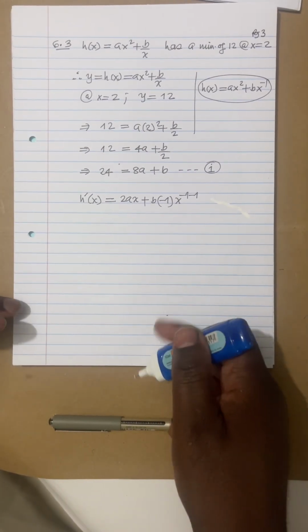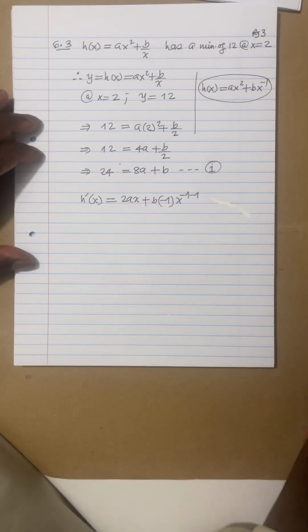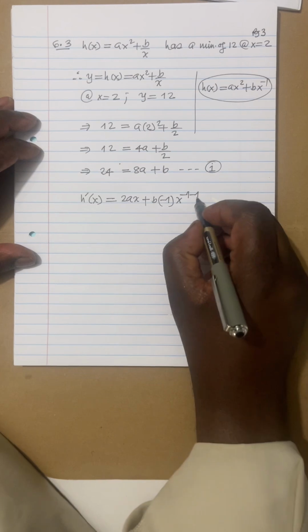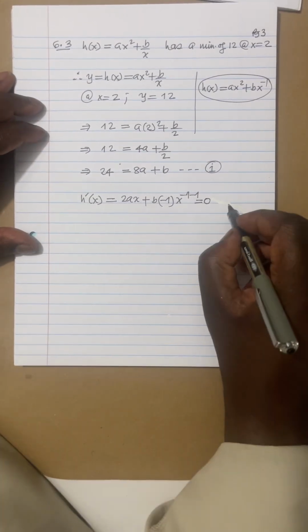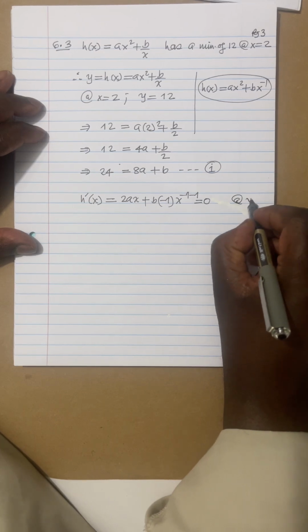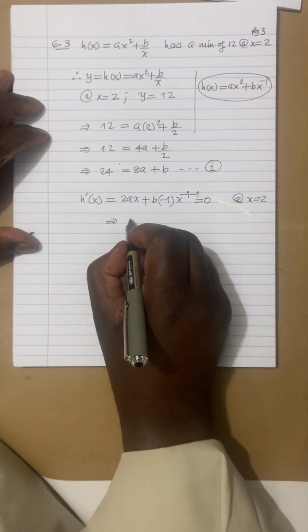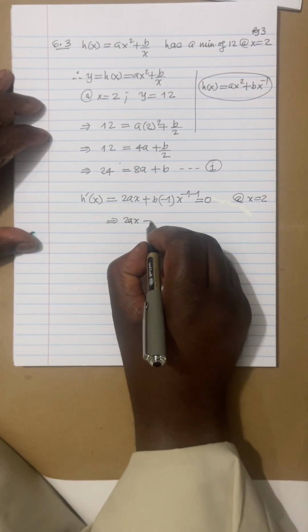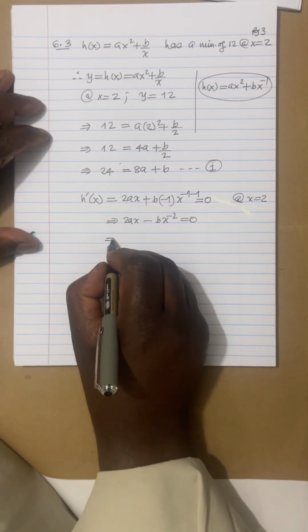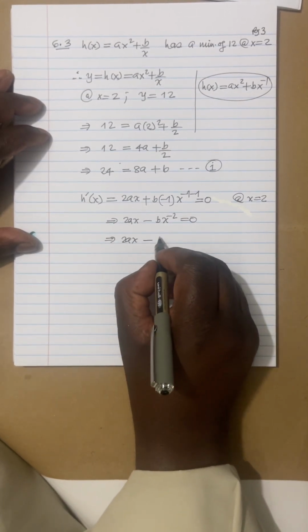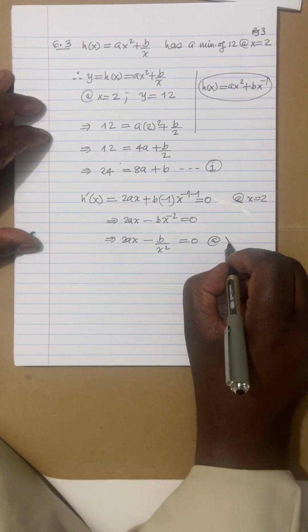Right, so now what's our next step? Our next step is going to be to say that this must be equal to 0, because the derivative is 0, not anywhere else, at x equals 2. The question has given us that. So let's rewrite this. This is going to be 2ax minus b x power minus 2 equals 0. Rewriting this, 2ax minus b over x squared is equal to 0, where? At x equals 2. Don't forget that.